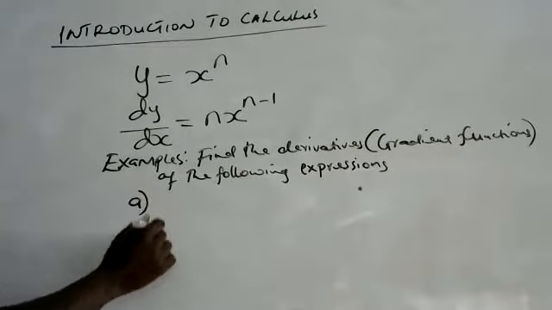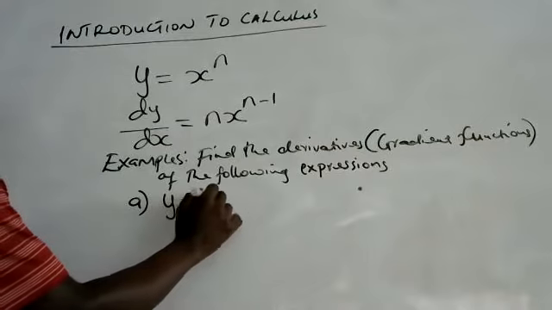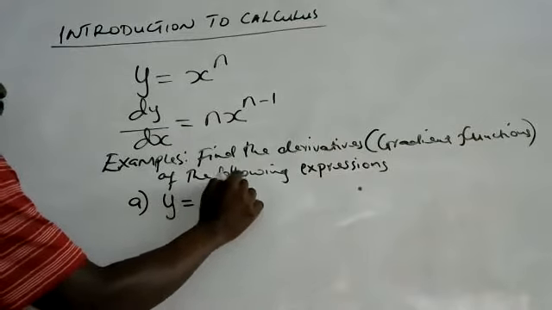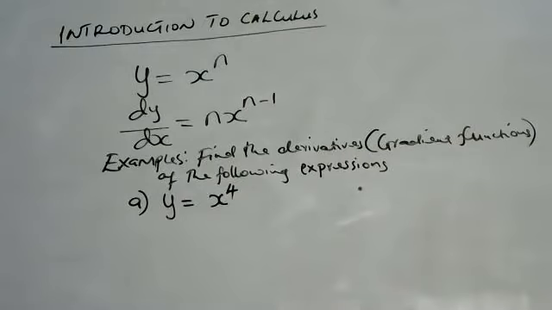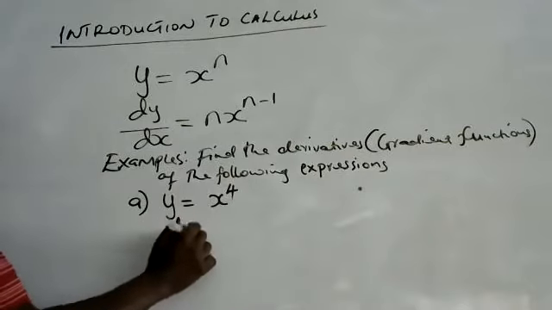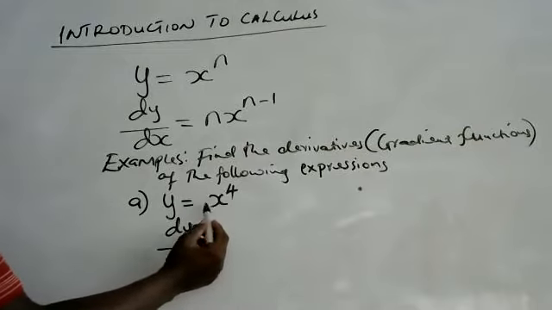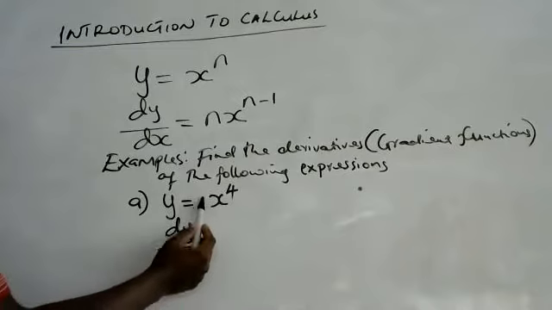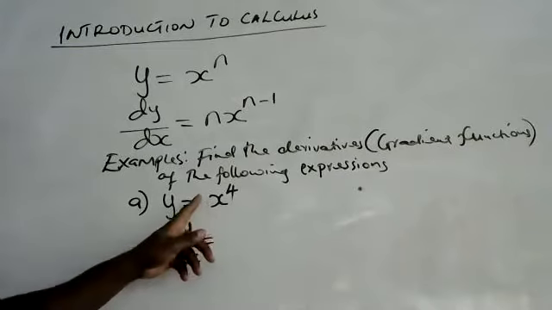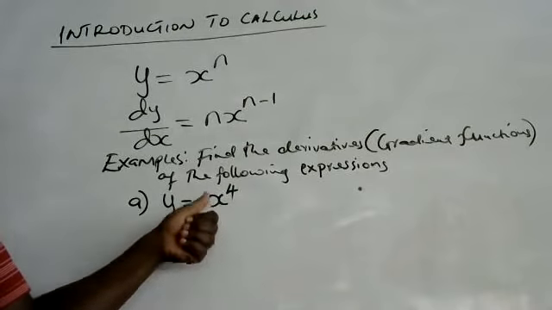So A, you are given y is equal to x power 4. If you are given this equation of a function, then you are told to get the derivative, which is now dy over dx. Remember here there is 1 x power 4. There is a 1 that we normally don't write because it has no effect. 1 times x power 4 is the same as x power 4.